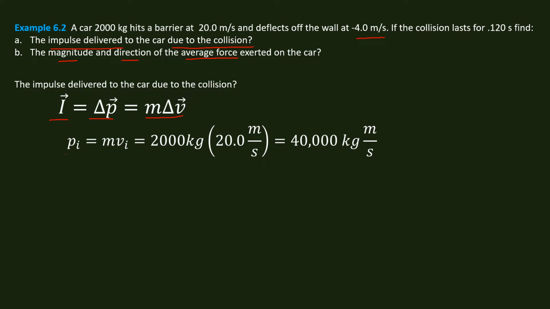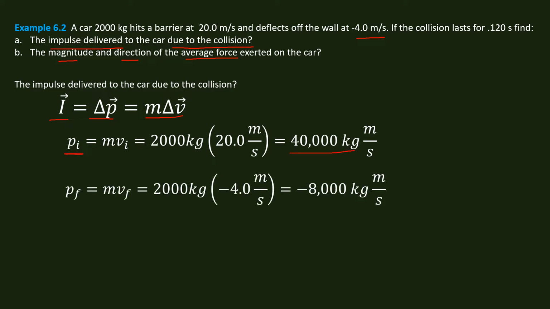And so the initial momentum is going to be equal to 40,000 kilogram meters per second. Our final momentum will be equal to negative 8,000 kilogram meters per second. Notice that in the velocities, we have 20 meters per second going into the barrier and coming back out at negative 4.0 meters per second, changing direction.